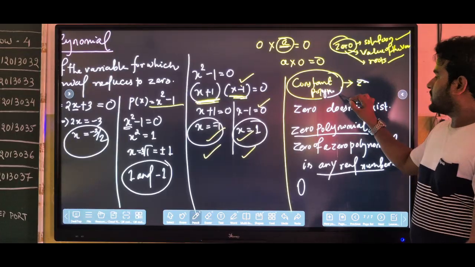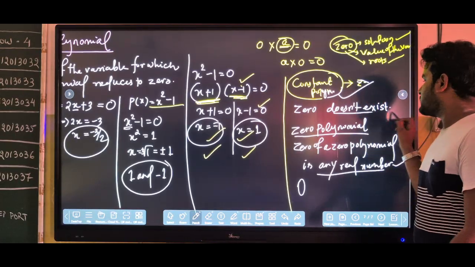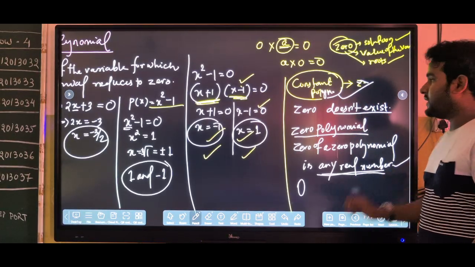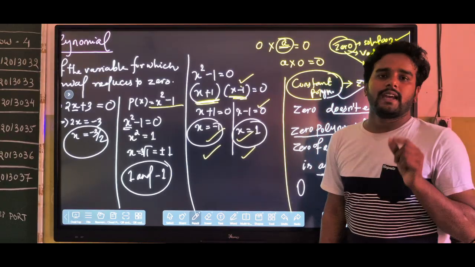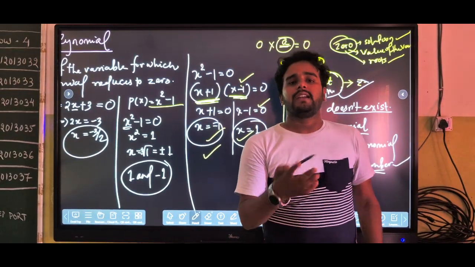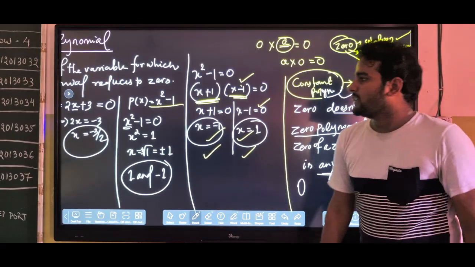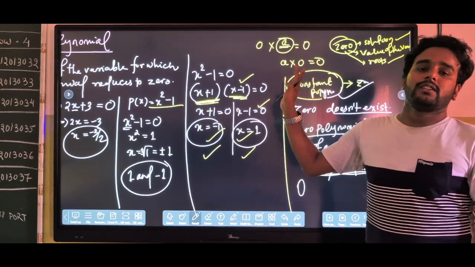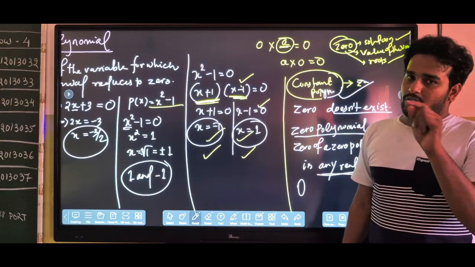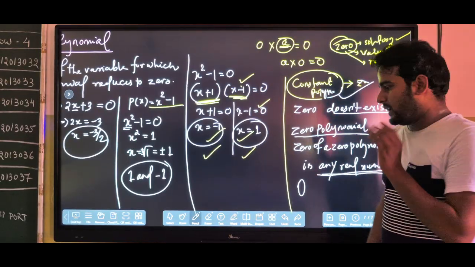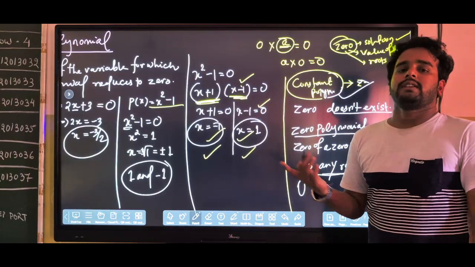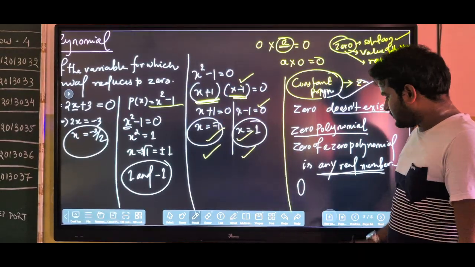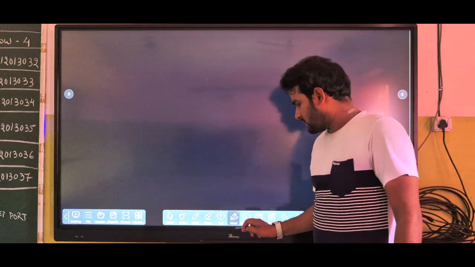Both MCQs: what is the zero of a constant polynomial? Doesn't exist. What is the zero of a zero polynomial? Any real number. What is the degree of a constant polynomial? 0. What is the degree of a zero polynomial? Not defined. These four things you have to remember. So these are all the basics. I have completed the basics. I have not entered into the class 10 concepts till now. So let us go to the next concept. That is the main part.